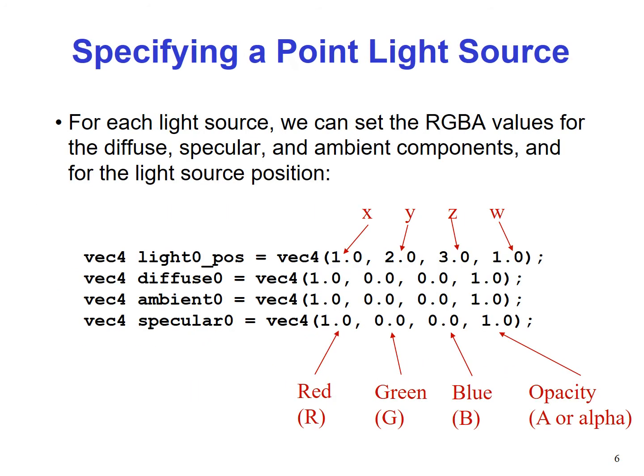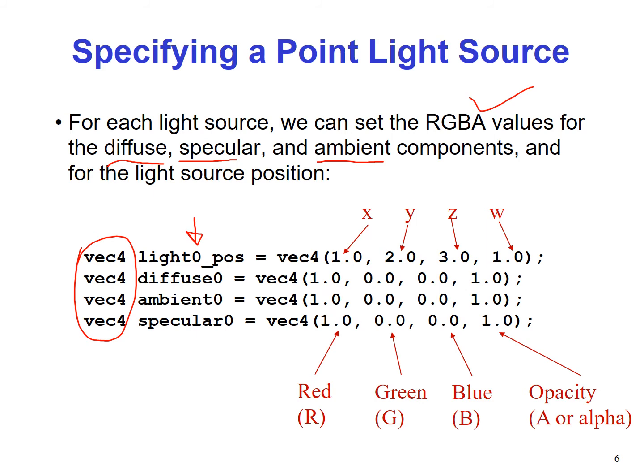Now, specifying a point light source: for each light source we can set the RGBA values that would define what color and intensity the light source has. And we can set up the diffuse component of the light source, the specular component of the light source, and how much it contributes to the ambient light in the environment. And we can define all these as vec4s, giving them appropriate names that would be meaningful to us.